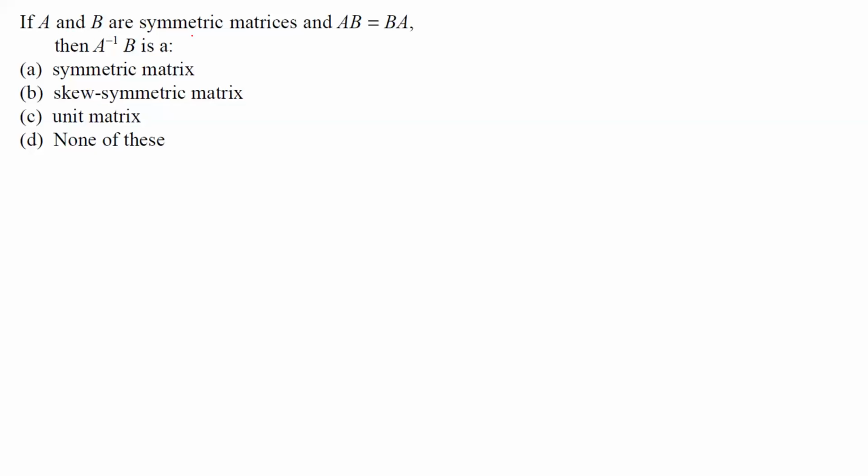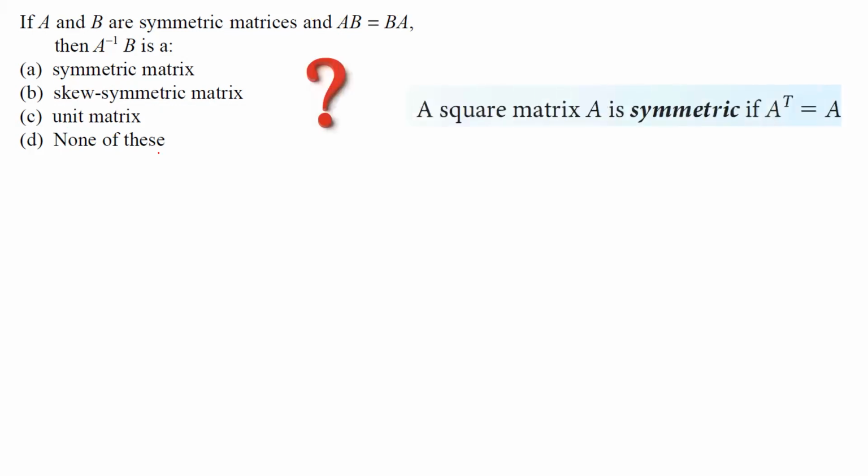Suppose you have two symmetric matrices A and B, and also AB is equal to BA. Then what is your conclusion about the inverse of A times B? Is it symmetric, skew-symmetric, unit, or none of them? Let us begin. Remember the definition of a symmetric matrix.